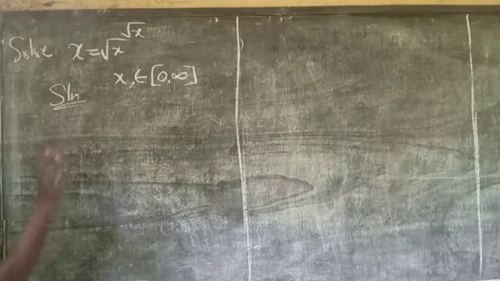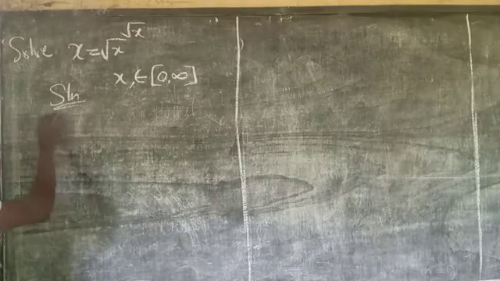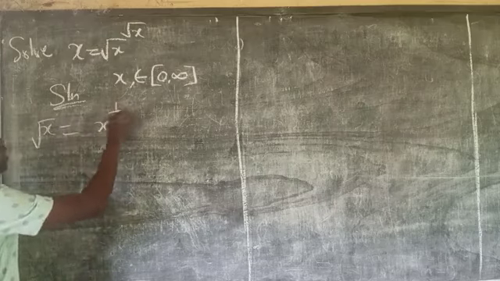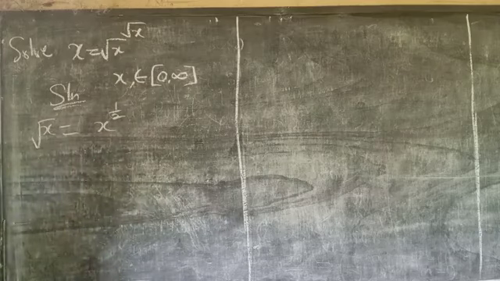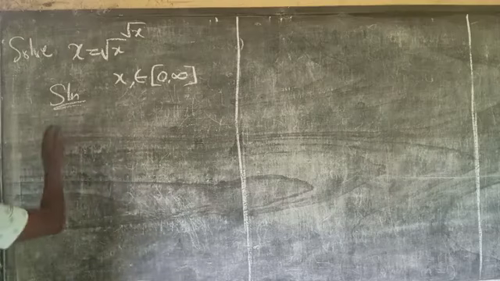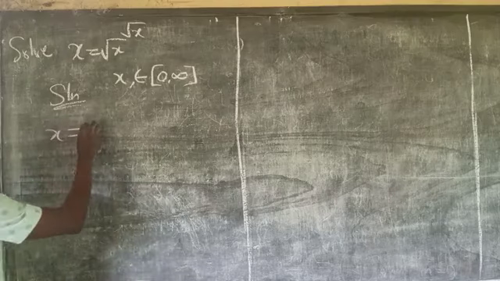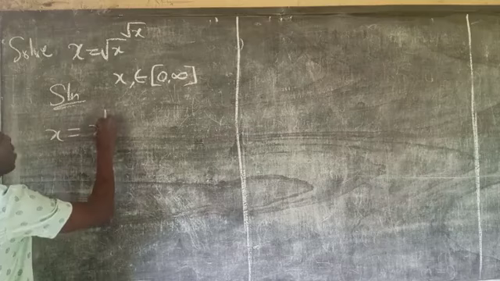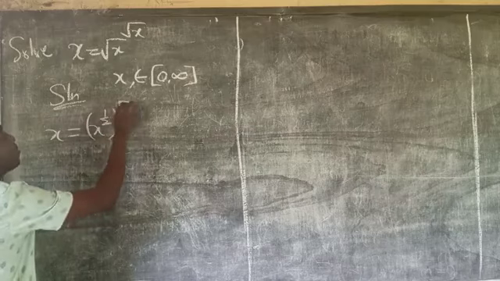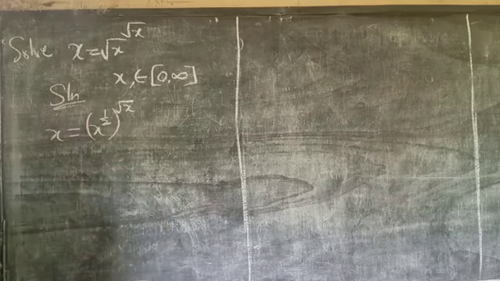First, we remember the square root of x can also be written as x raised to power half. If we agree on this, that means we are progressing smoothly together. If the square root of x is x raised to power half, we can therefore say x equals x raised to power half, raised to power the square root of x.